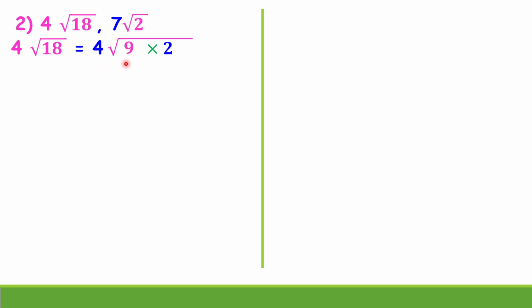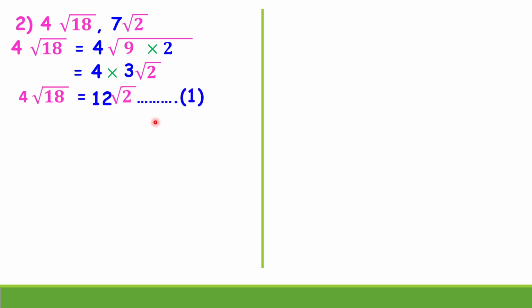Now we take separate square roots, but 9 is the square of 3. Therefore, root 9 is nothing but 3. Therefore, 4 into square root of 9 is nothing but 3 into square root of 2 as it is. Now we take multiplication of 4 and 3. 4 threes are how much? 12, root 2 as it is. This is equation number 1. Now, which is the second surd? 7 root 2.